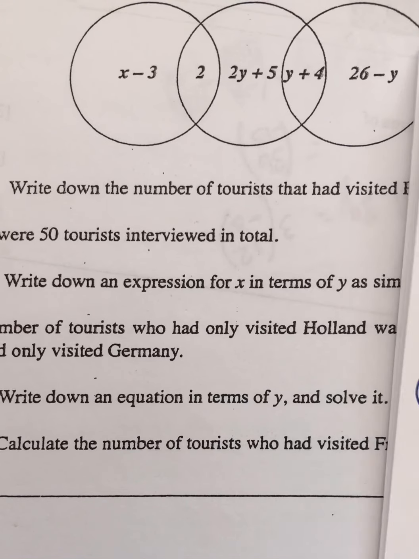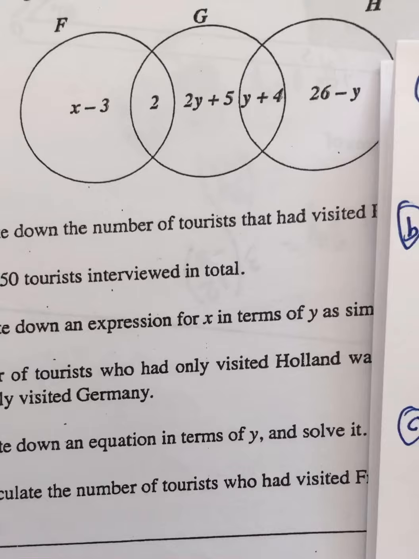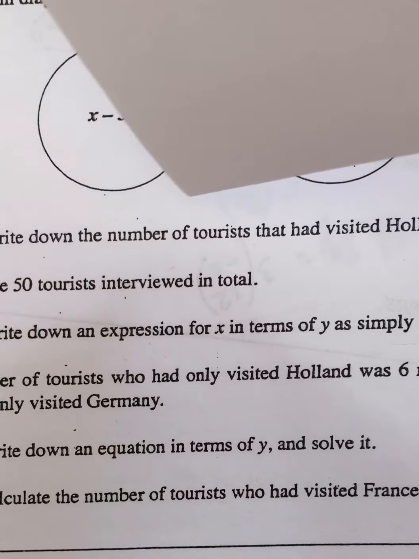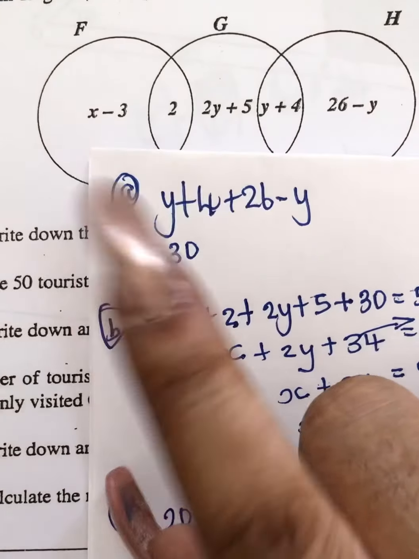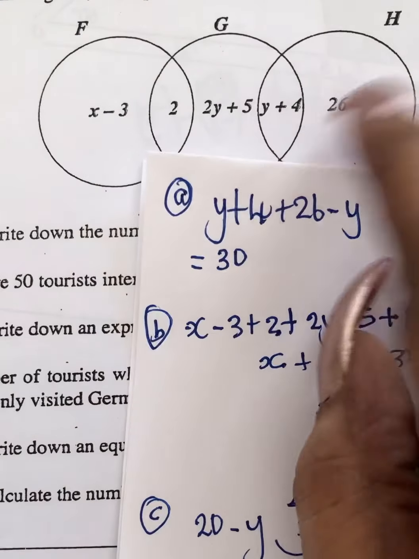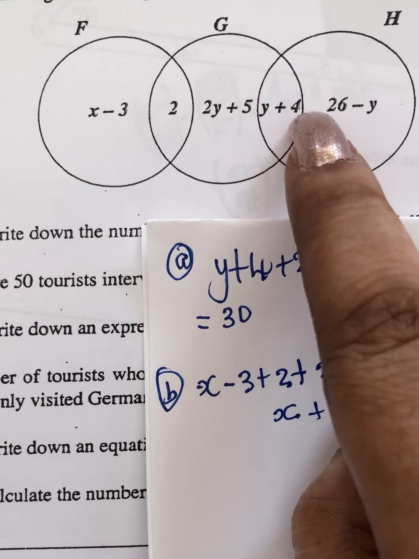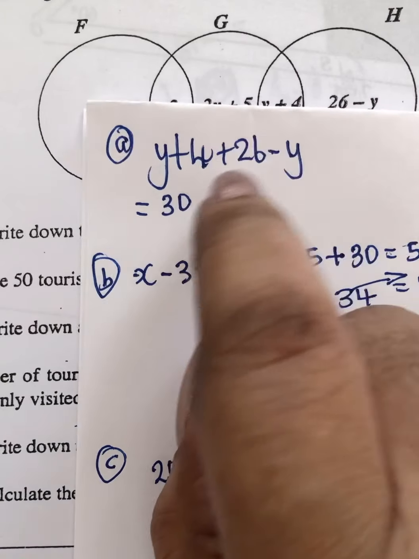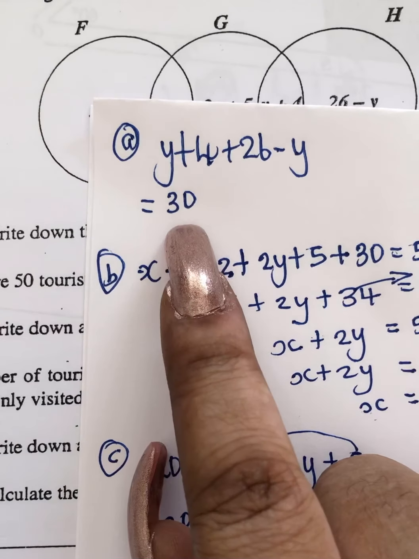Yes, I know it's been a lot to comprehend, but I know you can do it. The first part asks us to write down the number of tourists that had visited Holland, and that is what we did in part A. Holland is represented by H. It is made up of y plus 4 and 26 minus y. Once we have simplified that expression, we got 30.